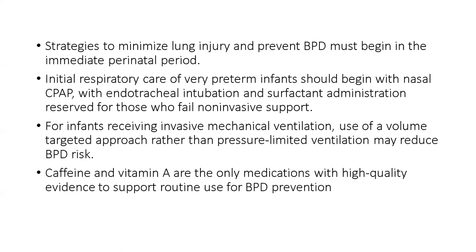Caffeine and vitamin A are the only medications with quality evidence supporting their use for bronchopulmonary dysplasia. Routinely in the United States, all babies less than 32 weeks gestation are on caffeine. Vitamin A, some centers use it and some don't, because it just came back on the market. The centers that didn't use it didn't see huge changes since they stopped vitamin A.